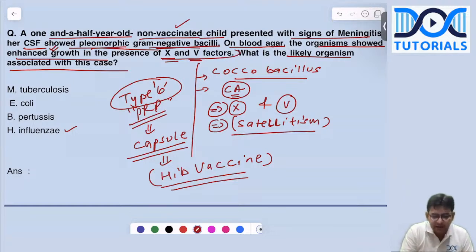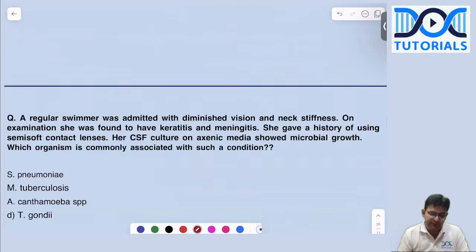Important takeaway is X and V. Around X and V, these organisms show enhanced growth because they love chocolate. And what is chocolate? Hemin and NAD.